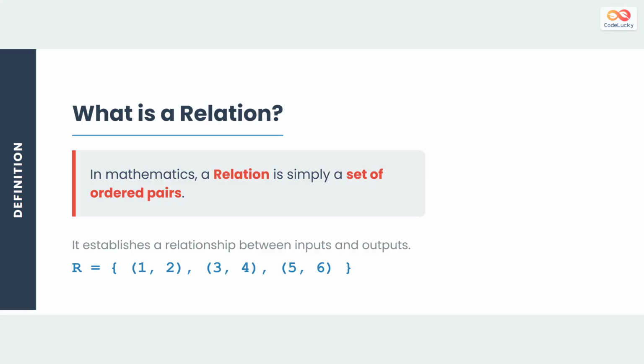So, what exactly is a relation? In mathematics, the definition is actually quite simple. A relation is just a set of ordered pairs. That is it. It is a way to group pairs of numbers together to show a relationship between them.